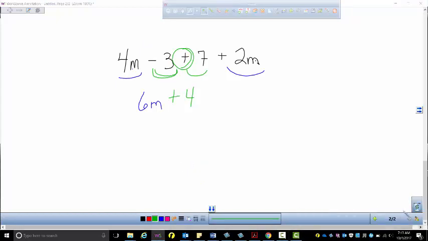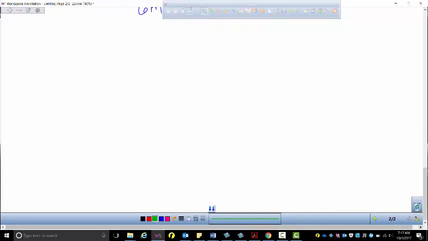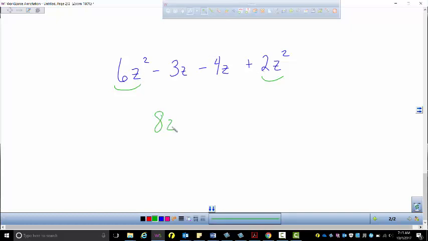Okay, so how about this one? We got to be careful with one like this. So let's say we have 6z squared minus 3z minus 4z plus 2z squared. So these all have a z, but only this one and this one are the same because they have to have the same exponent as well. So 6 plus 2, that's 8z squared.